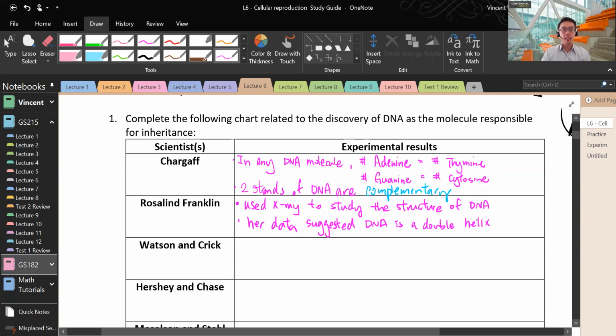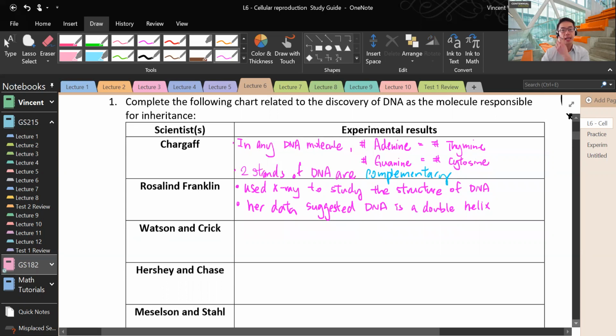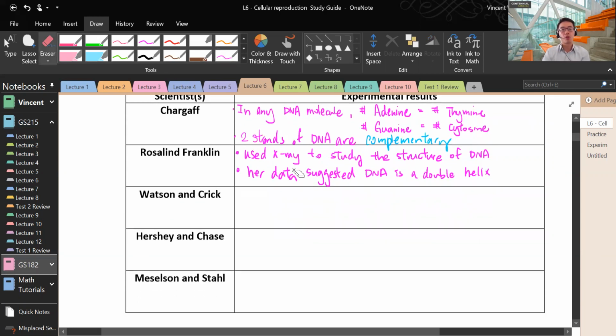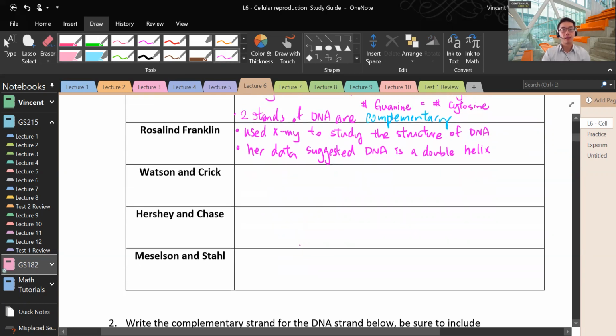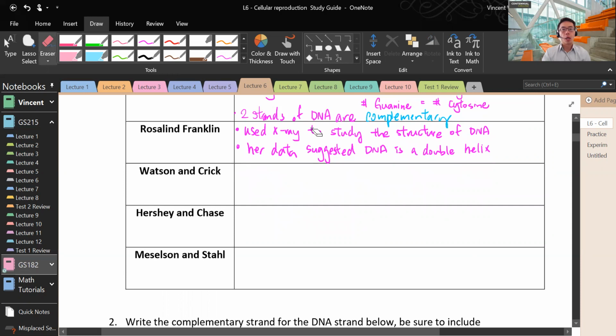Unfortunately for her, she passed away before she could finish her work because of ovarian cancer, potentially because of the exposure to X-ray. They did not have as much protection back then compared to nowadays. So, she passed away before she could finish her work. And that's where Watson and Crick came in.